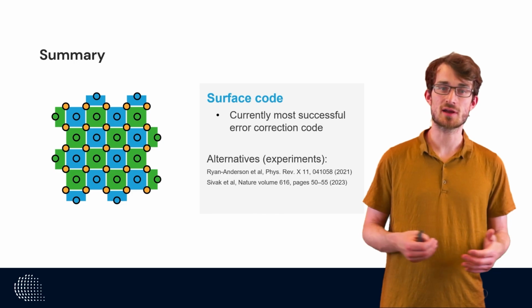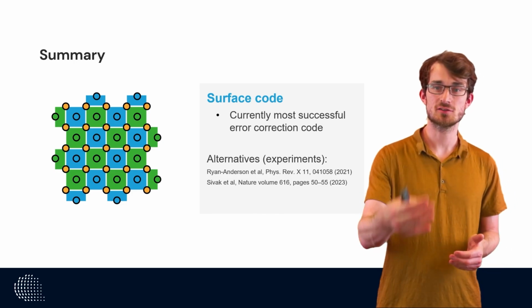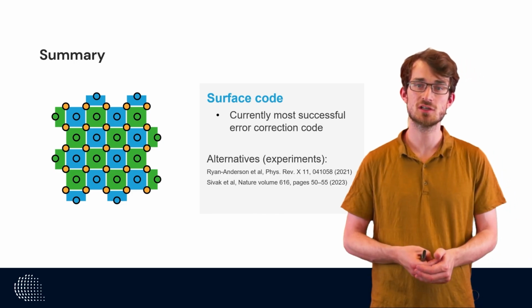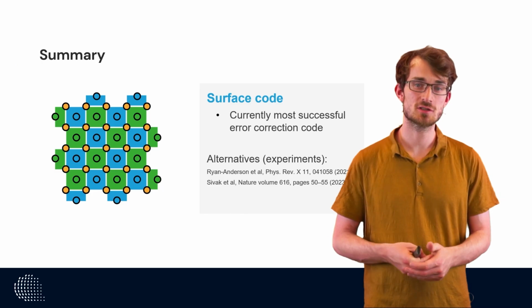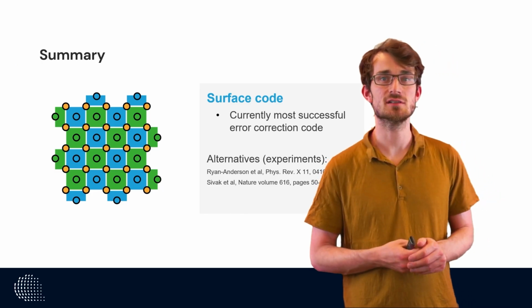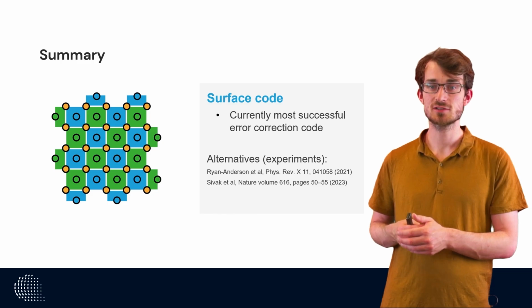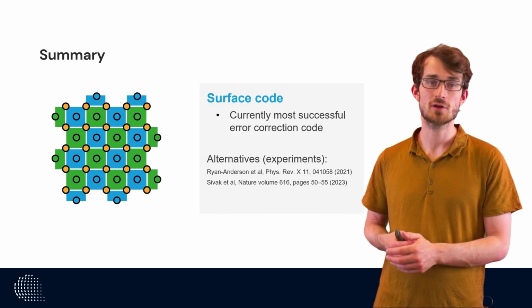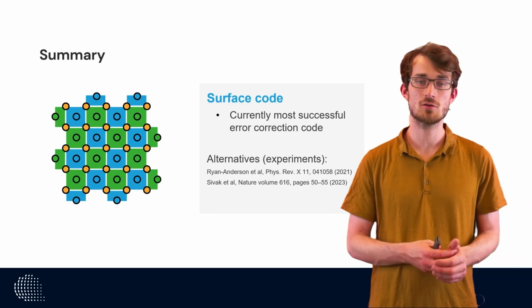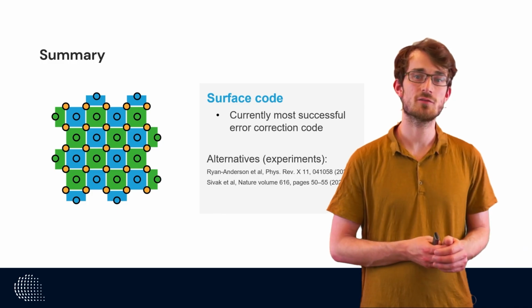With that, I want to summarize this video. So we looked at the surface code, which is currently one of the most successful error correction codes, which has been demonstrated in recent experiments. I should say there are also alternative platforms or approaches to quantum error correction that we have not studied in this video, but I encourage you to study that for yourself.